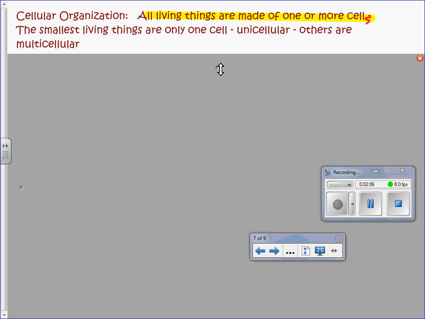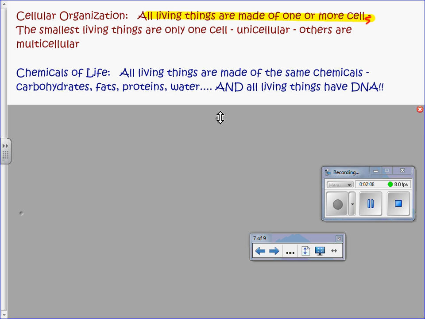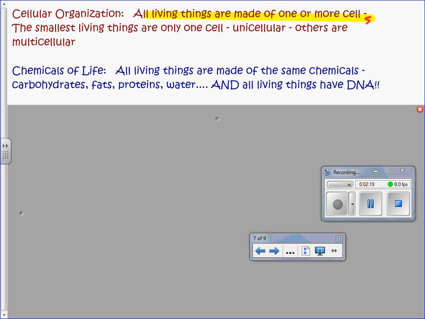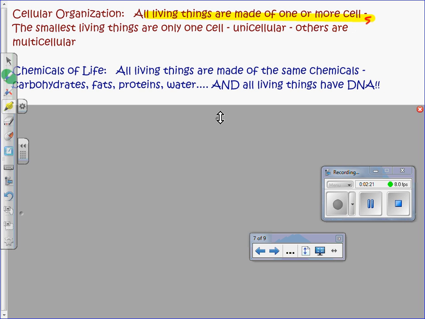So the next is chemicals of life. And this is another one. If you just remember chemicals of life, that may or may not mean anything useful. So what I would remember is that all living things are made of similar chemicals. All living things are made of similar chemicals. You're like, okay, well, how am I going to remember chemicals? They're easy because those chemicals are carbohydrates, fats, proteins, water.